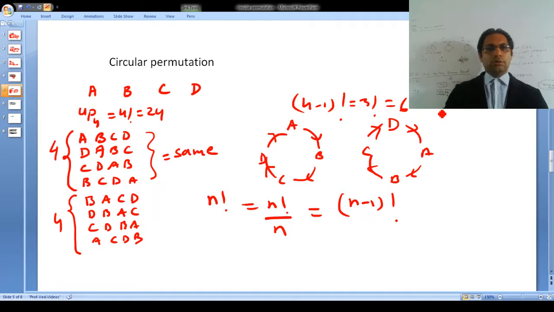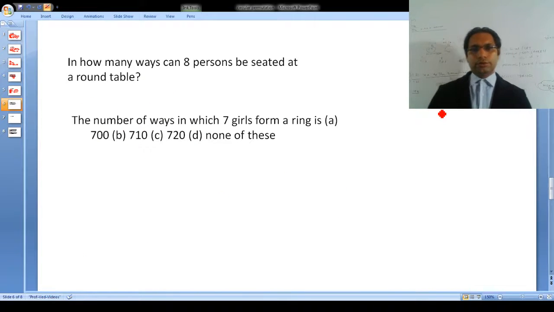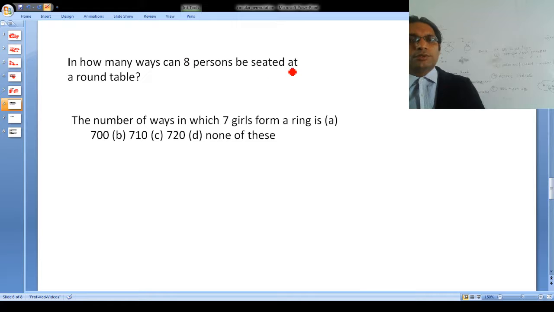Okay, so we can solve a quick question. In how many ways can 8 persons be seated at a round table? Normally you have to take 8 out of 8. You will say that it is 8 factorial, but in this particular case, because it is a round table, you will say it is 7 factorial, 1 minus.